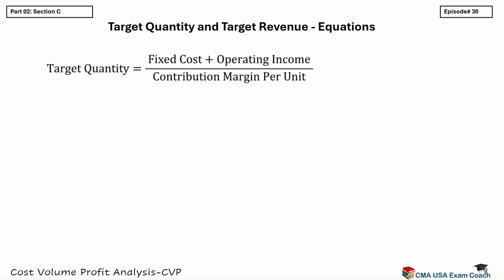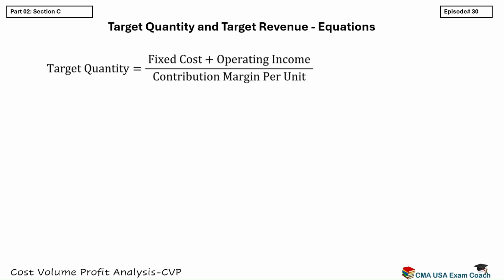So, what we are doing here is adding fixed cost and operating income, which gives us the total amount we need to recover. Then we divide it by the contribution we make from each unit. This gives us the total number of units we must sell. This is called the target quantity.